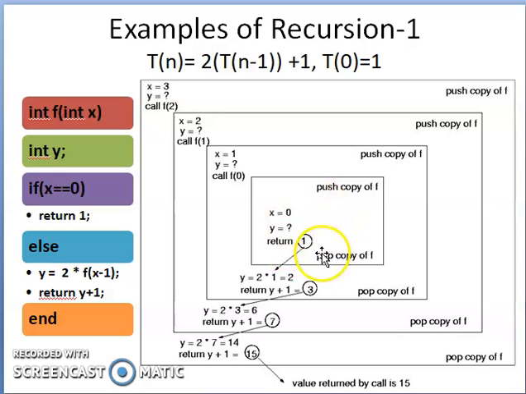So when we return the value of 1 from here, the call with x is equal to 1 is going to receive this value and we will perform 2 into 1 is equal to 2, and plus 1 is 3. Then we will return this value to x is equal to 2. So we will get 2 into 3 which is 6, plus 1 is 7. And then to the main calling function where x is equal to 3. Here we will perform 2 into 7 is equal to 14, and then 14 plus 1 is equal to 15, and that is the final value which is returned by this particular function.